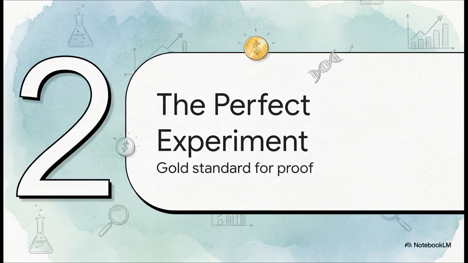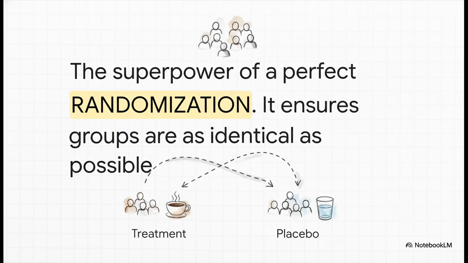Okay, so let's talk about the best of the best, the absolute gold standard. If you want to prove, beyond a shadow of a doubt, that your coffee baldness cure is the real deal, this is how you do it. This is what's called a true experimental design. The whole thing hinges on one word, one superpower: randomization. This is the secret sauce, man.